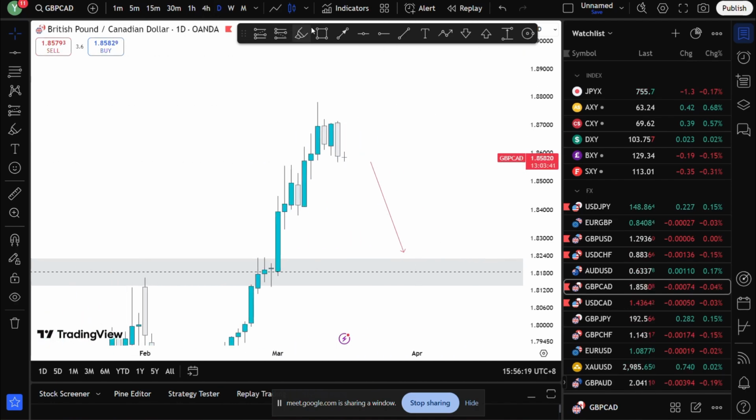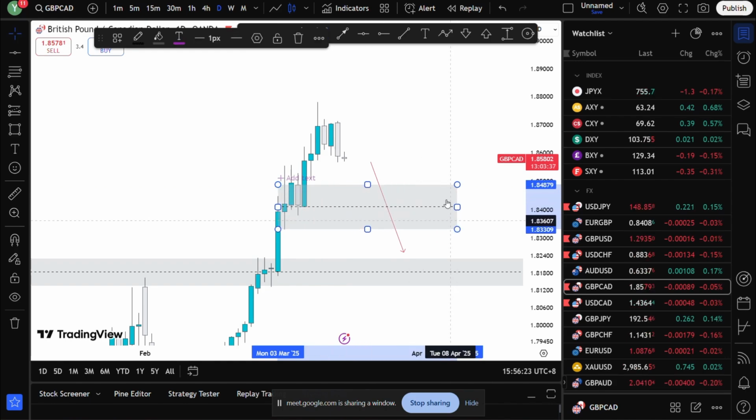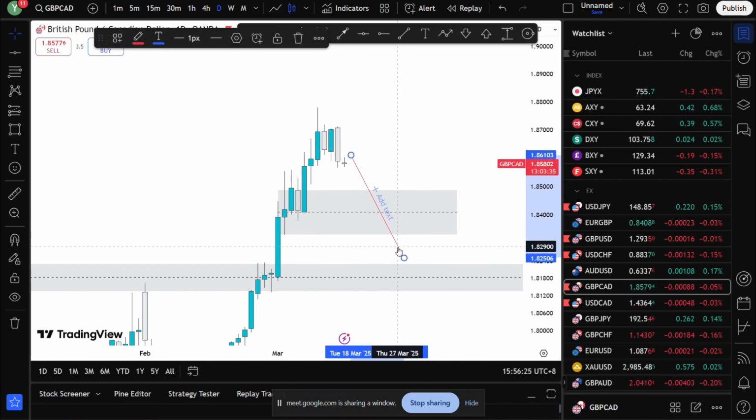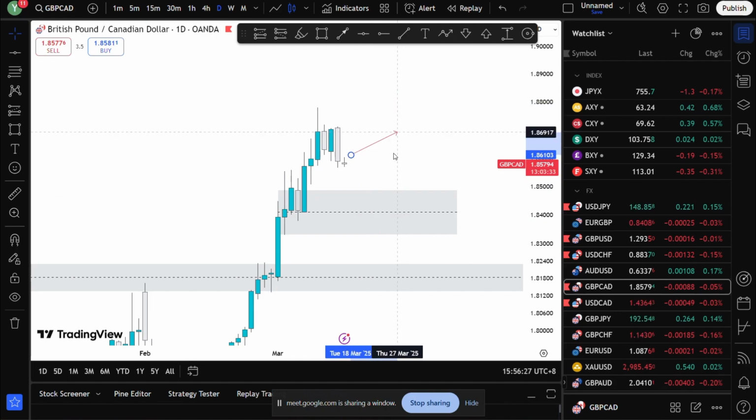I mean, there is also a zone here. In the daily time frame there is also a zone over here. So the price might react to this zone and go up, or it might react back down to this major zone, or it goes up. Okay, it really depends. So if the price reacts to this zone, I will wait and see what kind of confirmation it forms.